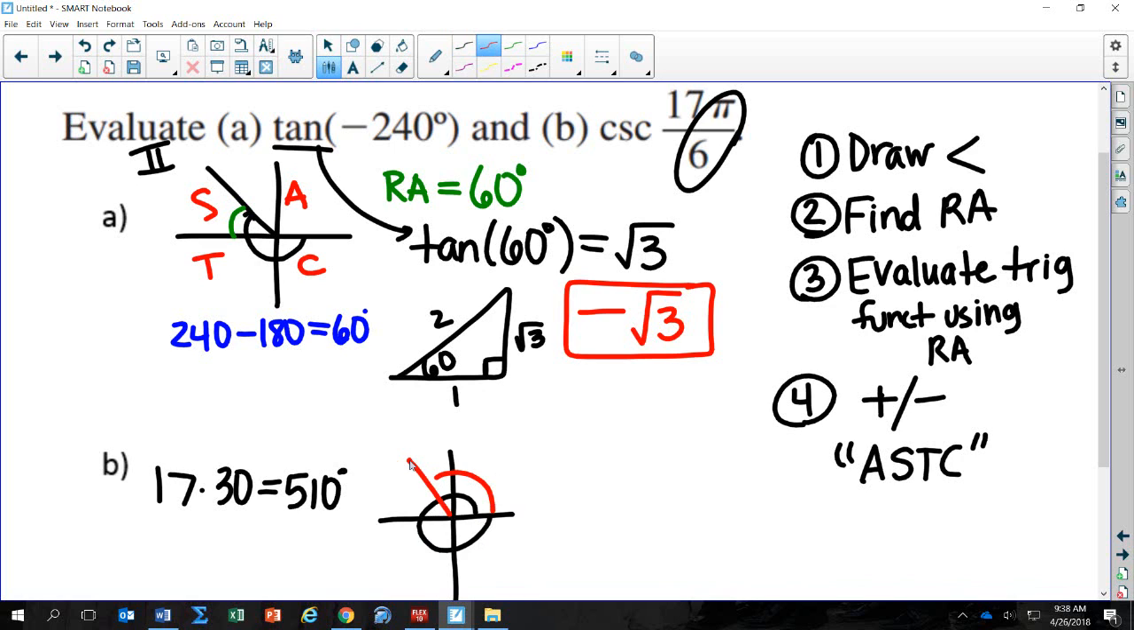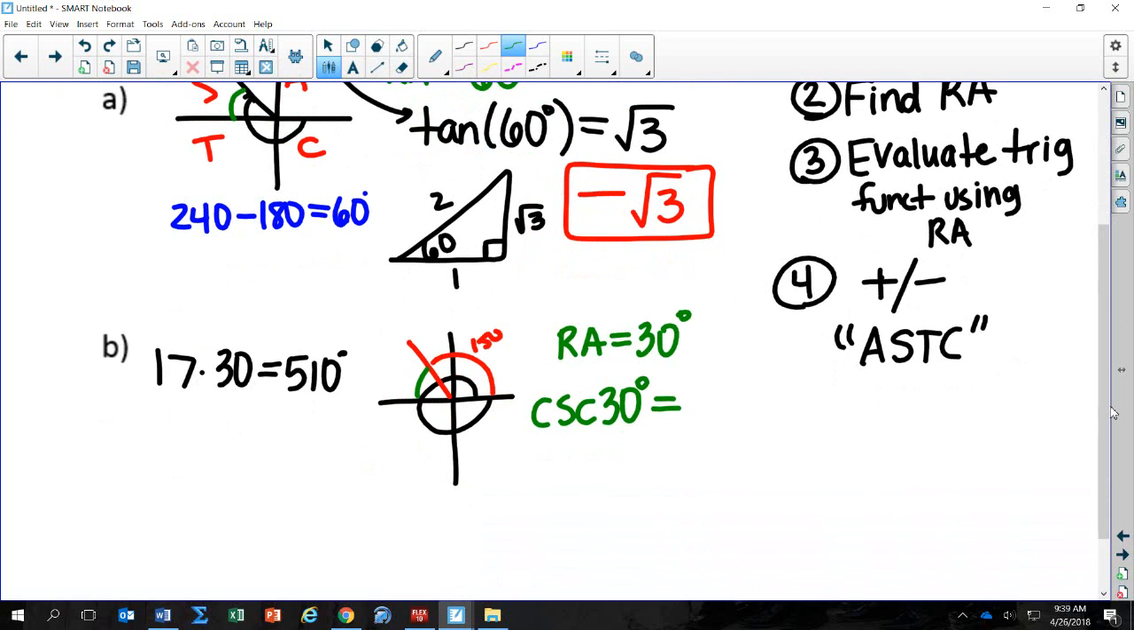So this is my terminal side. I'm thinking about this like it's 150. So what's my reference angle from the terminal side to the x-axis? That would be 30 degrees. Once you find your reference angle, I'm still using cosecant. I'm taking the cosecant of 30 degrees. Look at your chart. What is the cosecant of 30 degrees? 2.